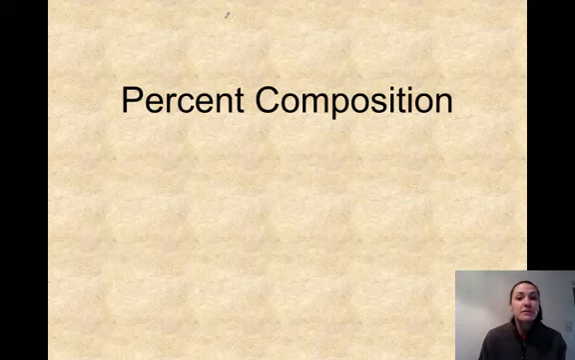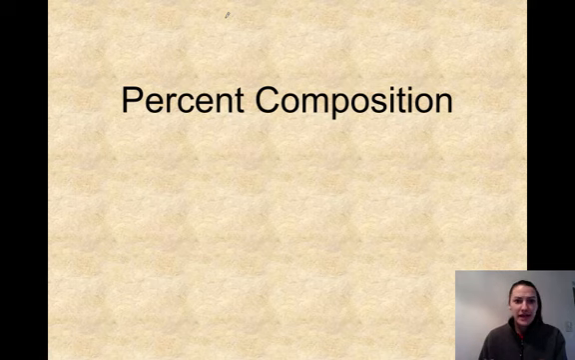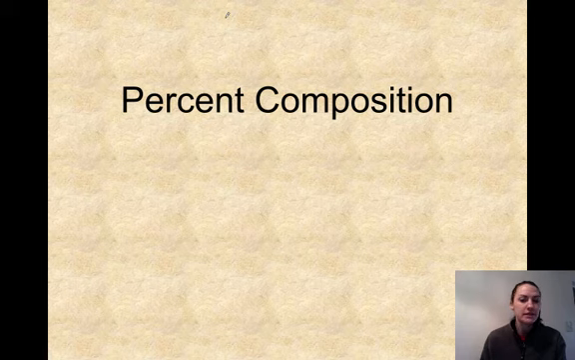All right, so we're going to be talking about percent composition today. And before we start figuring out how to do the math, how to do the calculations, we want to have that basic understanding of what we are looking for with percent composition. So let's think about what we know about percents.